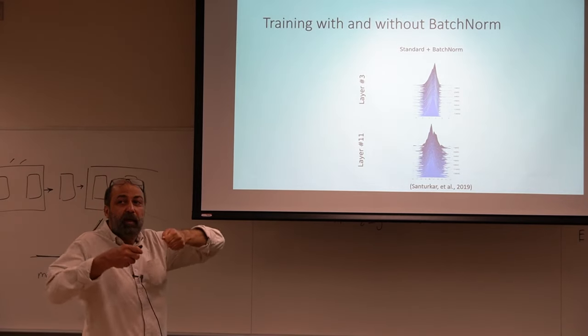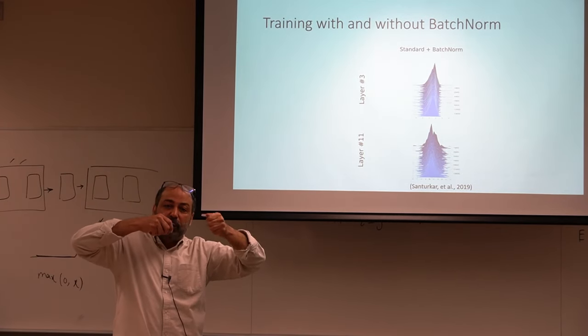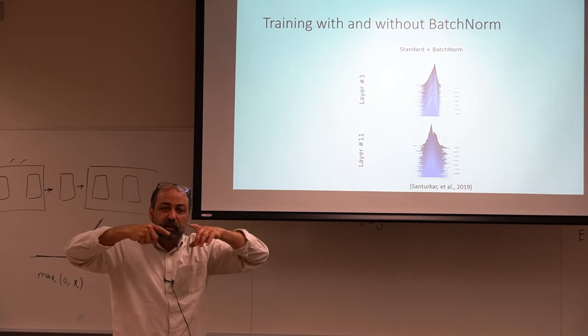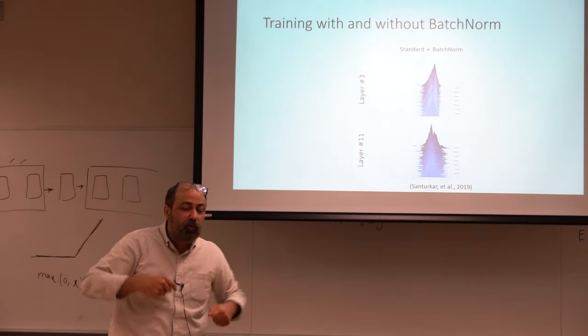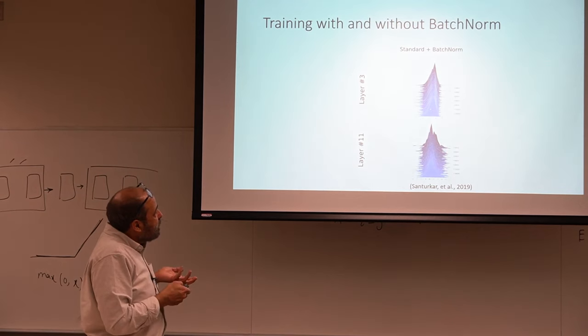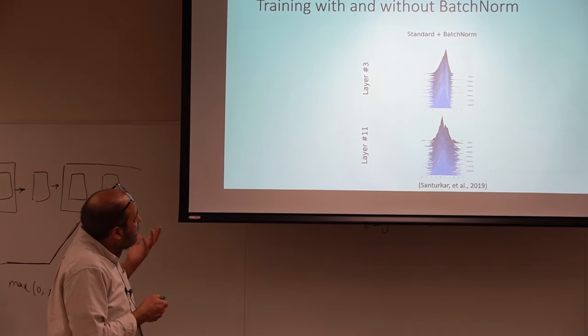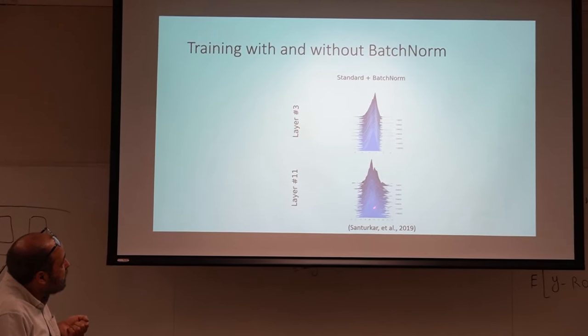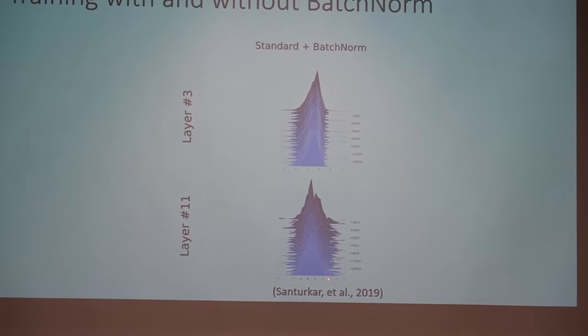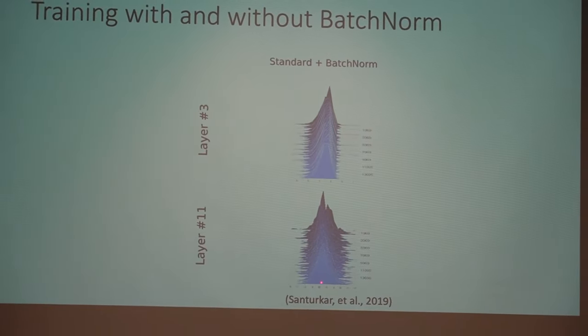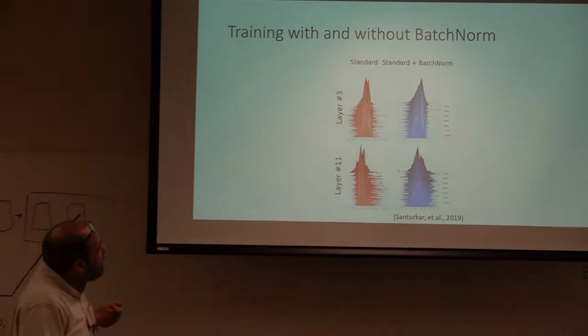We wanted to avoid covariate shift. We wanted the output in different iterations to have the same distribution. It doesn't change the mean. It doesn't change the covariance. And apparently that's the case, you know. Layer 11, layer 3 of a large network, the distribution over different iterations, when each slice is one iteration, is quite stable.